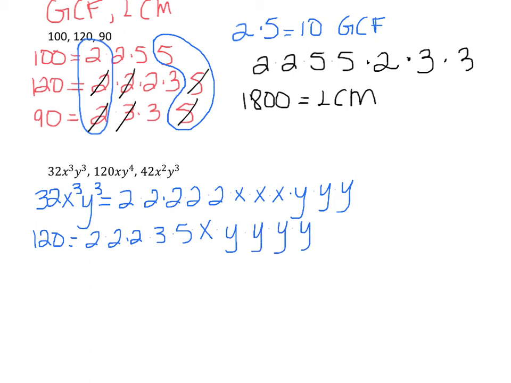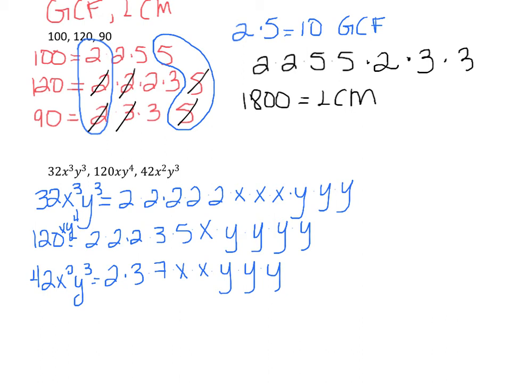And then for 42, oh, I should have included that this was x y to the 4th. For 42, x squared, y cubed. 42, that's 7 times 6, so that gives me 2 times 3 times 7, 2 x's and 3 y's. And then I go through the exact same process. For greatest common factor, I find all the things that they have the same.